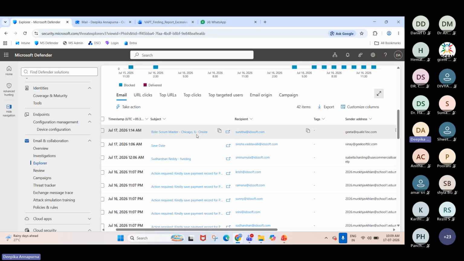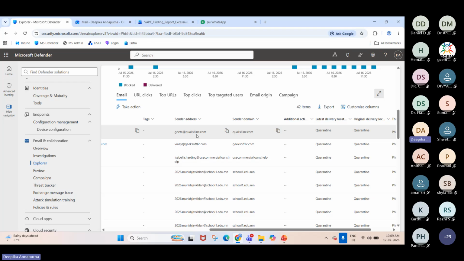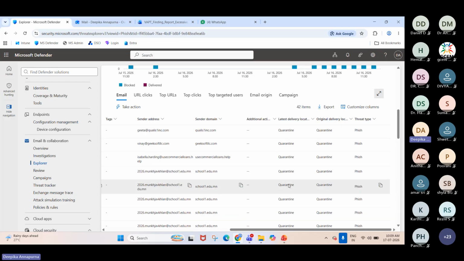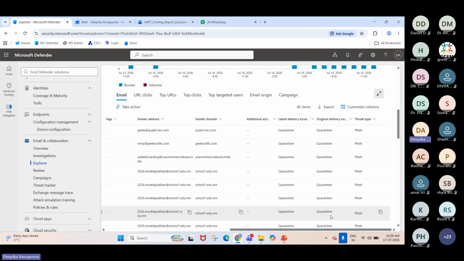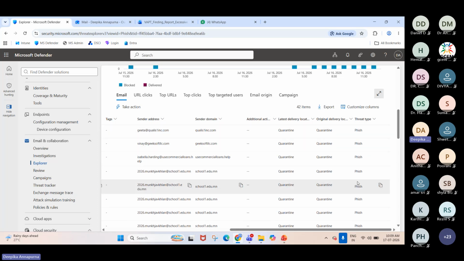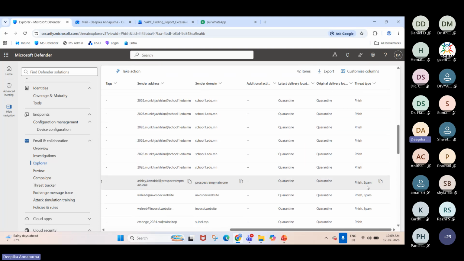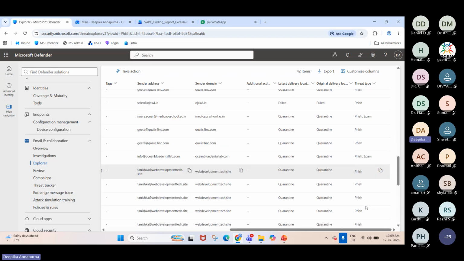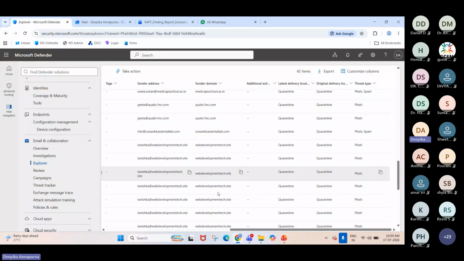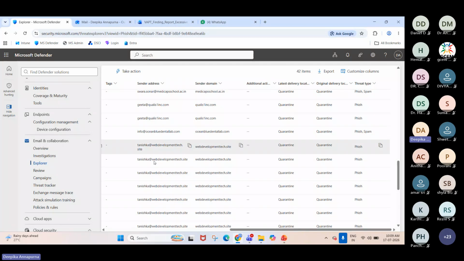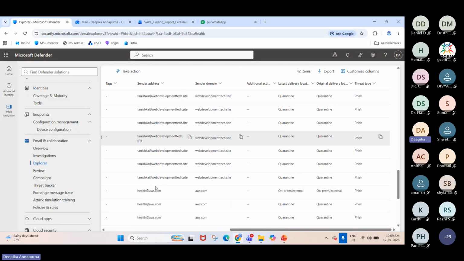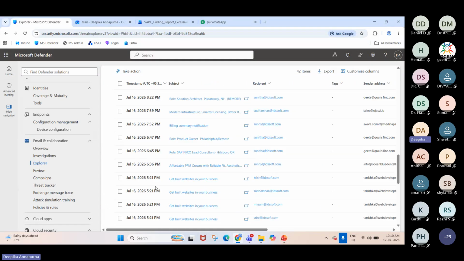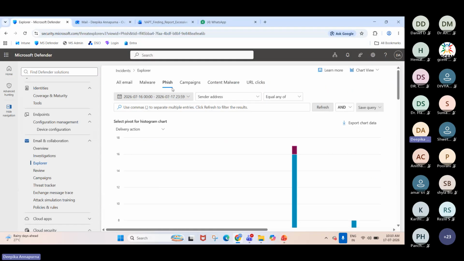You can see these are some phishing emails. Microsoft Defender pushed them to quarantine. You can see the threat type as phishing here. This is spam and phishing. So you have received multiple emails, and you can see what the domain is and who the sender is. Microsoft Defender identified it as a phishing email and sent it to quarantine.